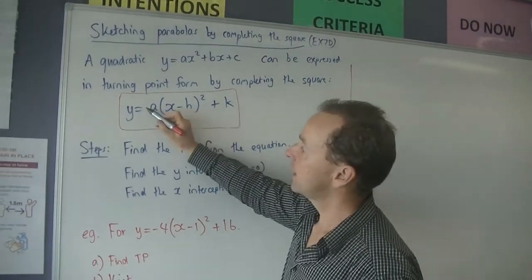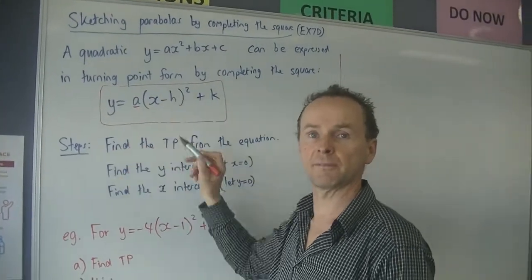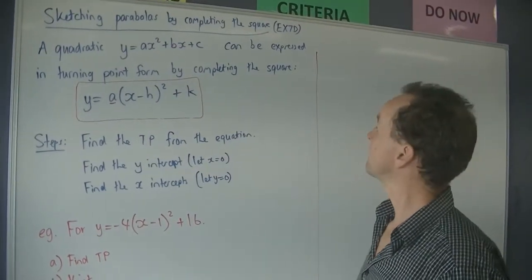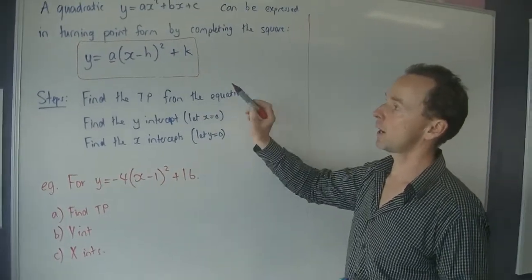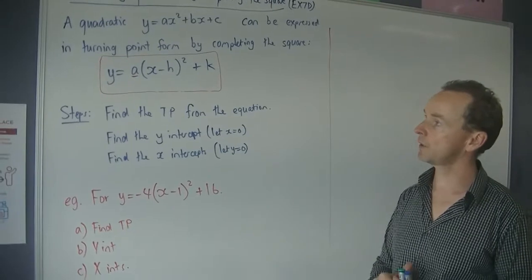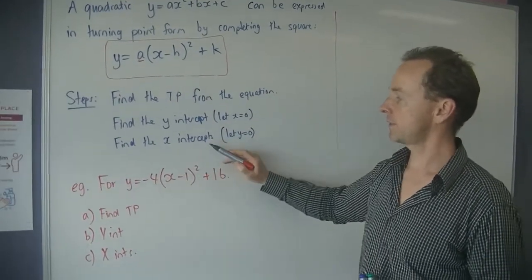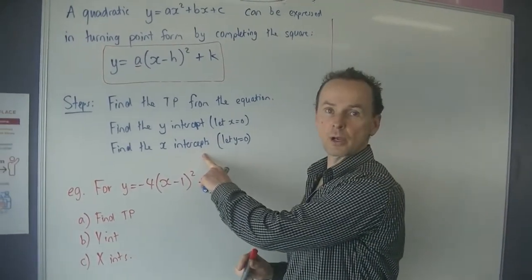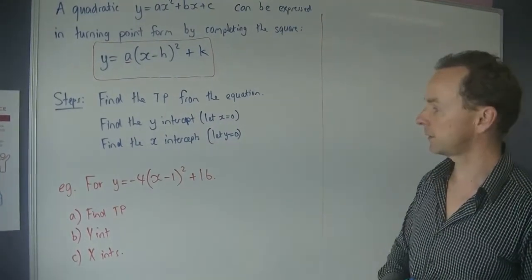One thing we forgot, if it's a negative out the front here, it makes it an upside down parabola, or they call it inverted. If it's positive, it's an upright parabola. Alright, so the steps involved. Find the turning point from the equation. When it's in turning point form, you can read off the turning point. I'll help you with that in a minute. Then find the y-intercept, let x equal 0. Find the x-intercepts, let y equal 0. And remember here, there could be 0 intercepts, there could be 1, or there could be 2. So always keep that in mind.